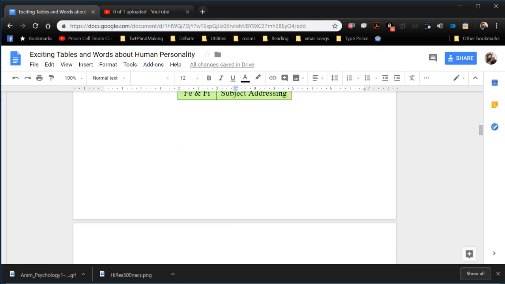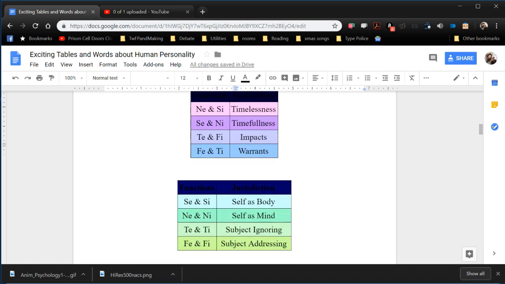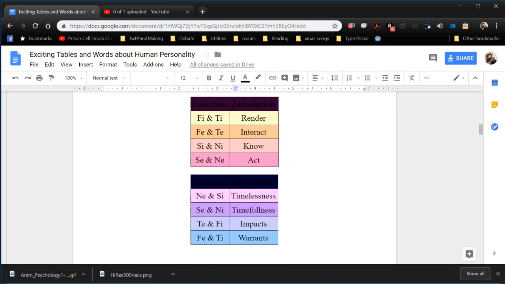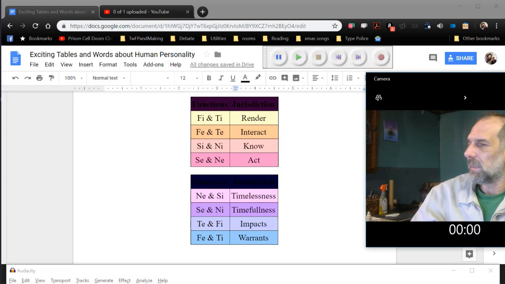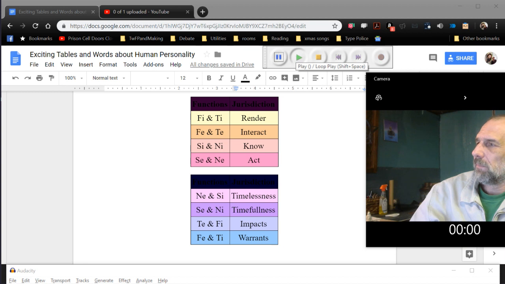That's a nice little table there, actually. I like this page a lot. This is a simple page. It's only got 3 little tables on it, but I really like it. I think it explains a lot in a little room, little space.